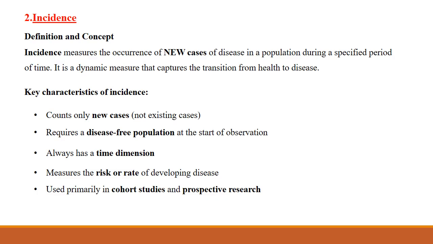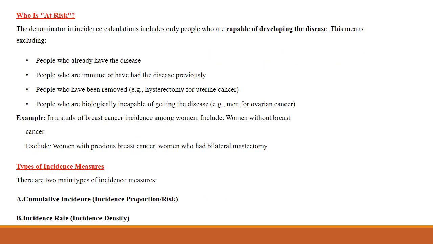Who is at risk? The denominator in incidence calculation includes only people who are capable of developing the disease. This means we exclude people who already have the disease. People who are immune or have had the disease previously, we exclude. People who have had the affected organ removed, for example for breast cancer or uterine cancer, if the patient already has the disease and has had surgery to remove that part, we will not include them in the study. People who are biologically incapable of getting the disease, for example men for ovarian cancer, are also excluded.